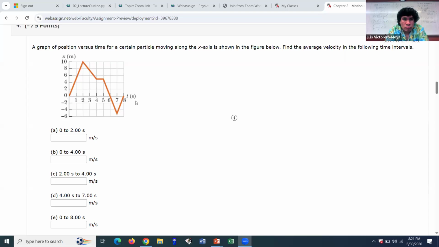0 and 2. Okay, what's the answer for that? And how do you do it? It would be 5 meters per second. Good. That would just be 10 over 2, right? So you do position 10 minus position 0, that's delta x, divided by 2 minus 0, yeah? And that will be 5 meters per second. Is that clear for everybody? Yeah? Now it's asking you between 0 and 4.